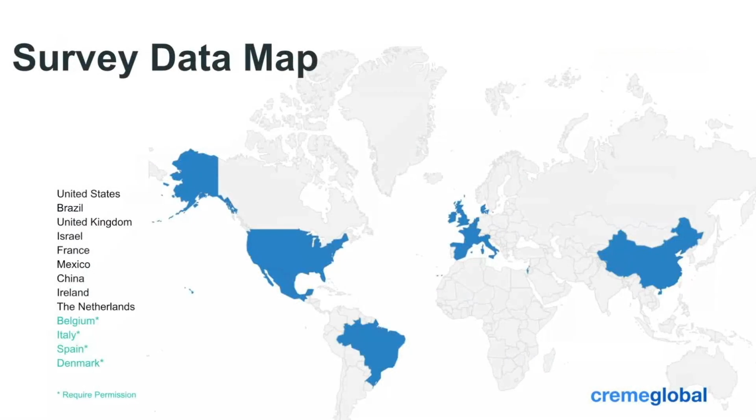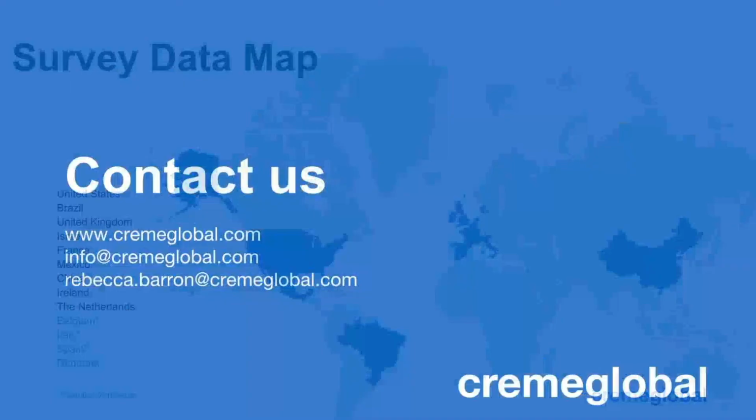We currently have data on the US, Brazil, the UK, Israel, France, Mexico, China, Ireland, and the Netherlands. We also have data on Belgium, Italy, Spain, and Denmark, which requires submission based on the cost that would be used.